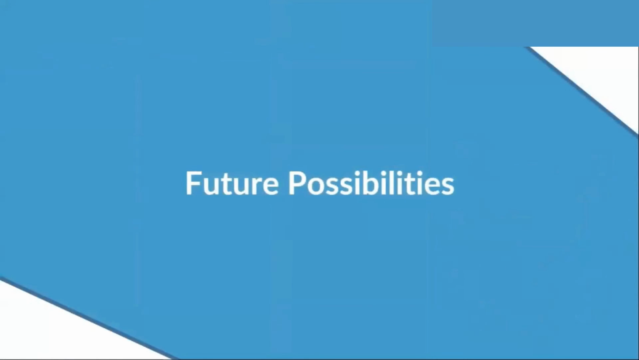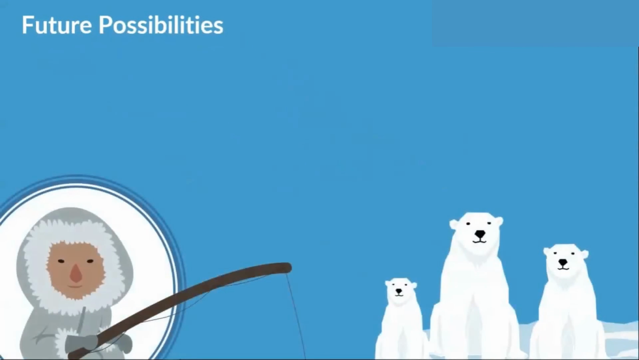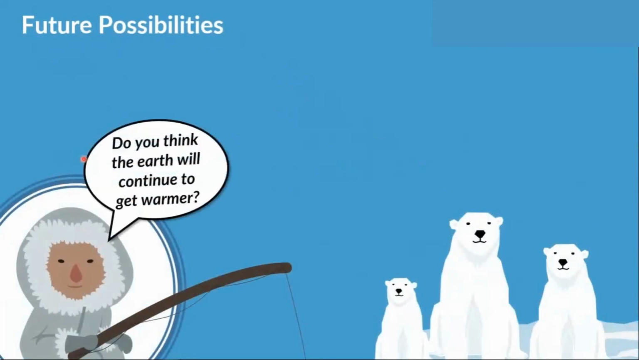And now, guys, the final part of tonight's lesson, we are going to look at future possibilities. Okay, so we've looked at scheduling and organizing. Now we're going to look at future possibilities. So let's look at our cute little polar bears here. And our man asks, do you think the Earth will continue to get warmer? Okay, so do you think the Earth will continue to get warmer?